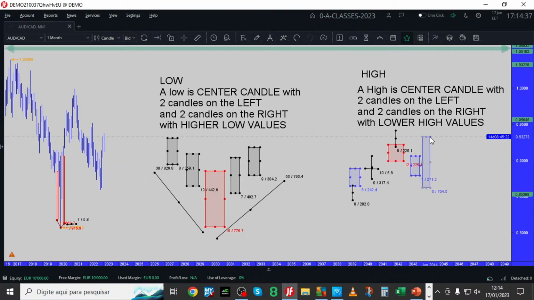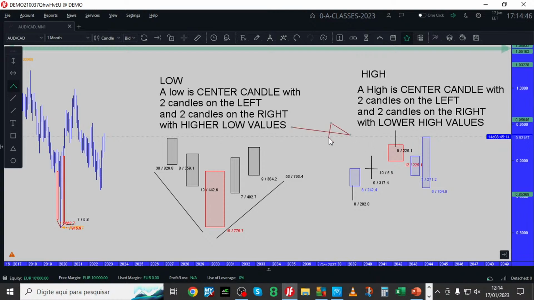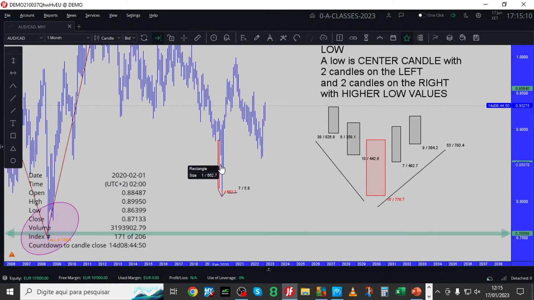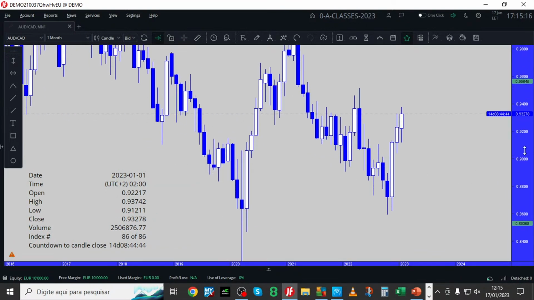Now, I drew this candle here on purpose because somebody would think, oh, this is a higher candle. It doesn't matter. If you compare the high of the center candle with the high of this candle, even though it's bigger than the first one, looking from left to right, it still has a lower high value. Okay, so let's look again at some candles.